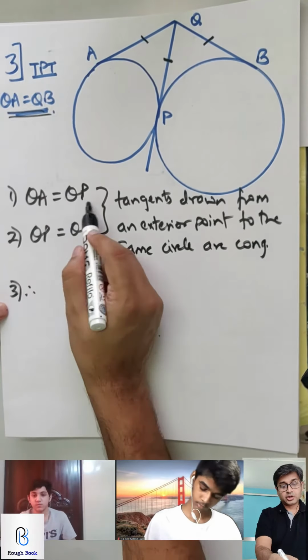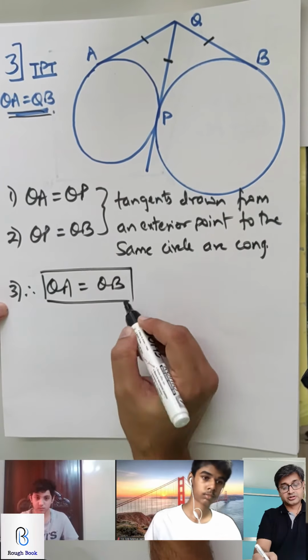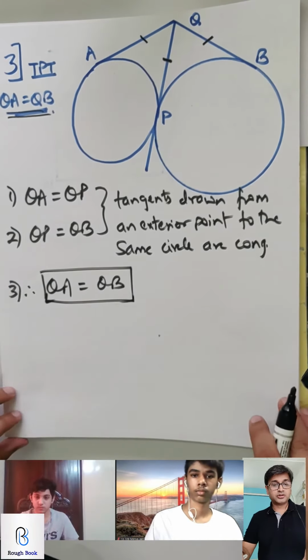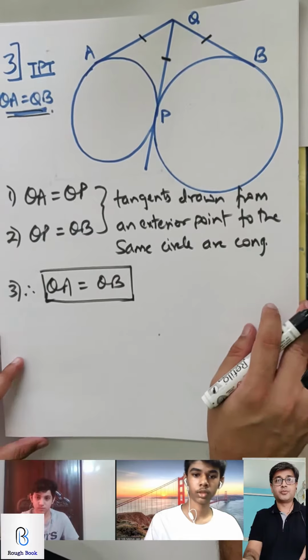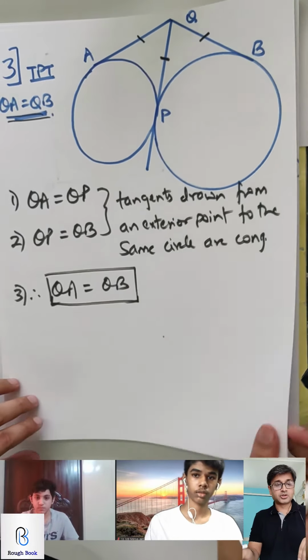So third one, QP gets cancelled. What you get is just QA equals to QB. So 3 steps and you're sorted. Manya, you had solved earlier or you got it just now? I got it right. Very good, Manya. Good job. Let's go to the next one.